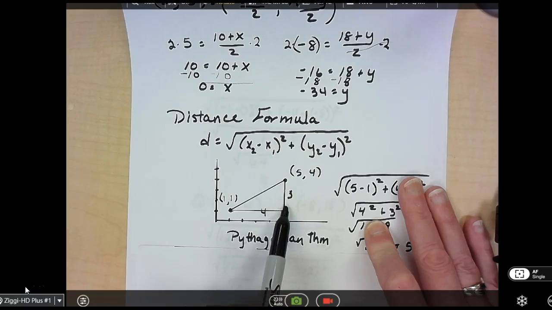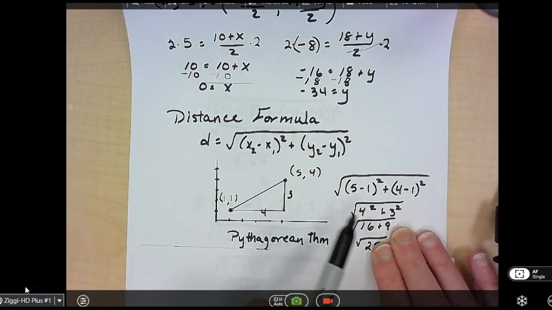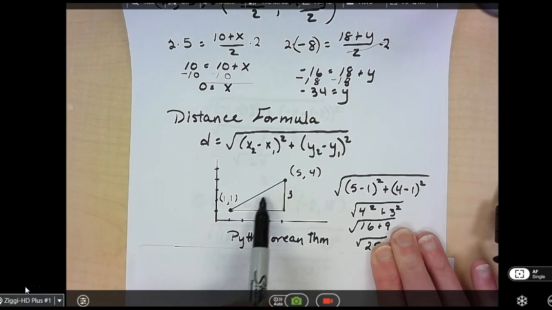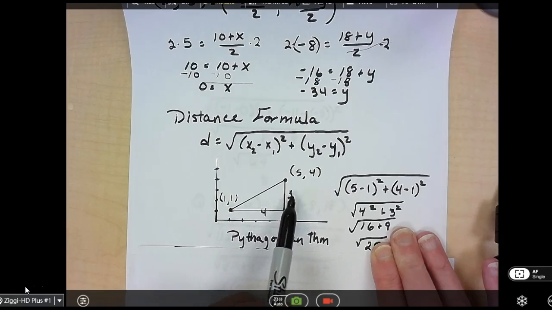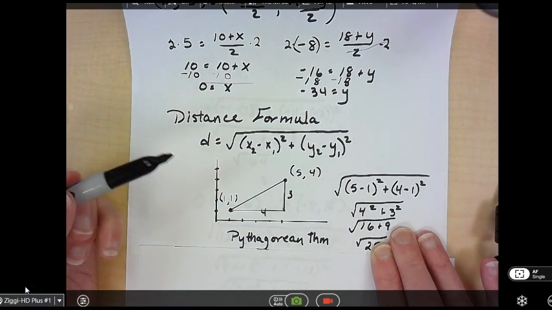Same with my vertical height. I have 4 and 1, which is a distance of 3. 4 minus 1 is 3. I'm going to square them because the Pythagorean theorem says hypotenuse squared is equal to the sum of the legs squared. So you have to square the legs, add them together, then take the square root. And that's all your distance formula is doing for you.